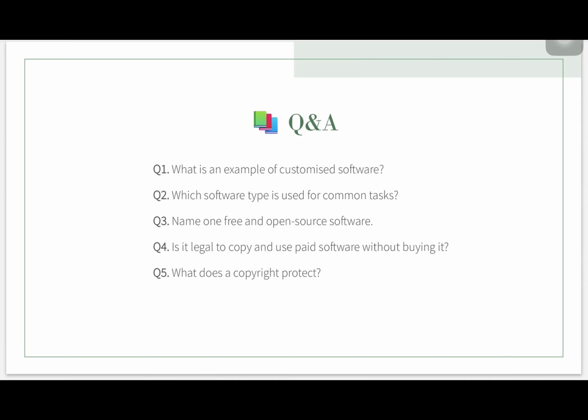Then name one free and open source software. What is free and open source? The best one to remember is GIMP. It is free and open source. Is it legal to copy or use paid software without buying it? Try to answer. No, it is not legal. Why? It is illegal to use paid software without buying, because developers may lose money because of that.